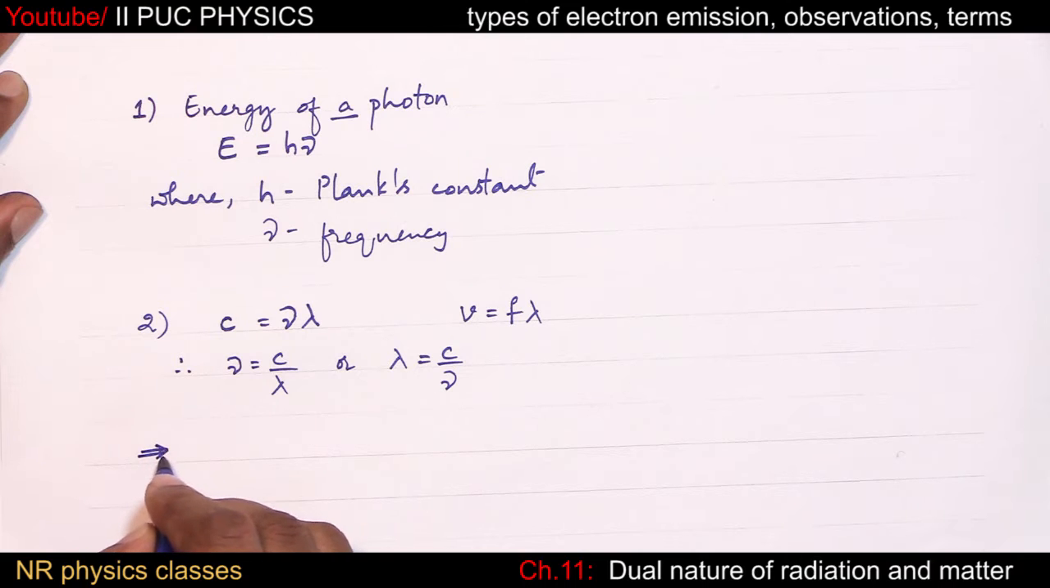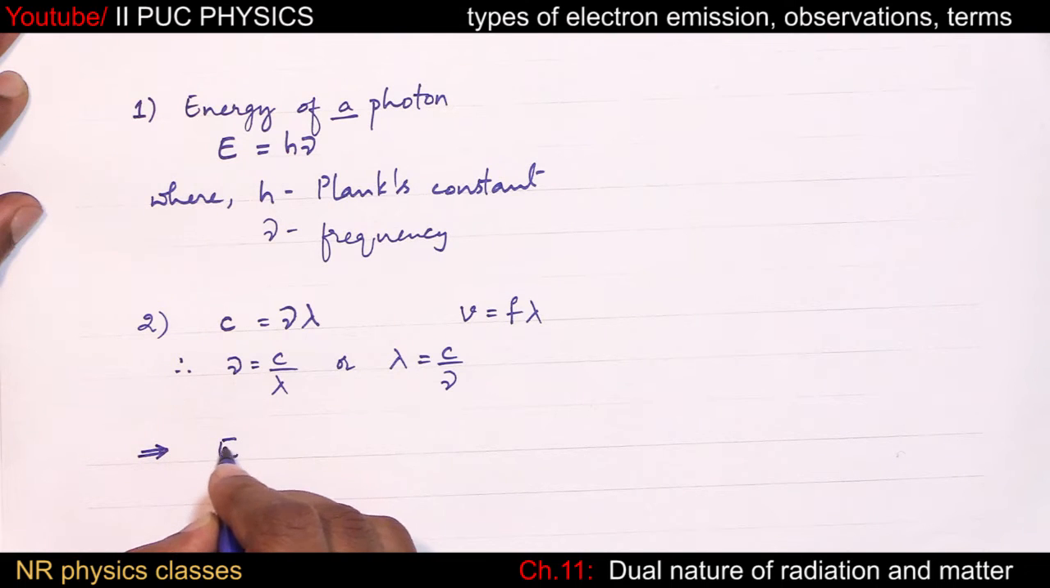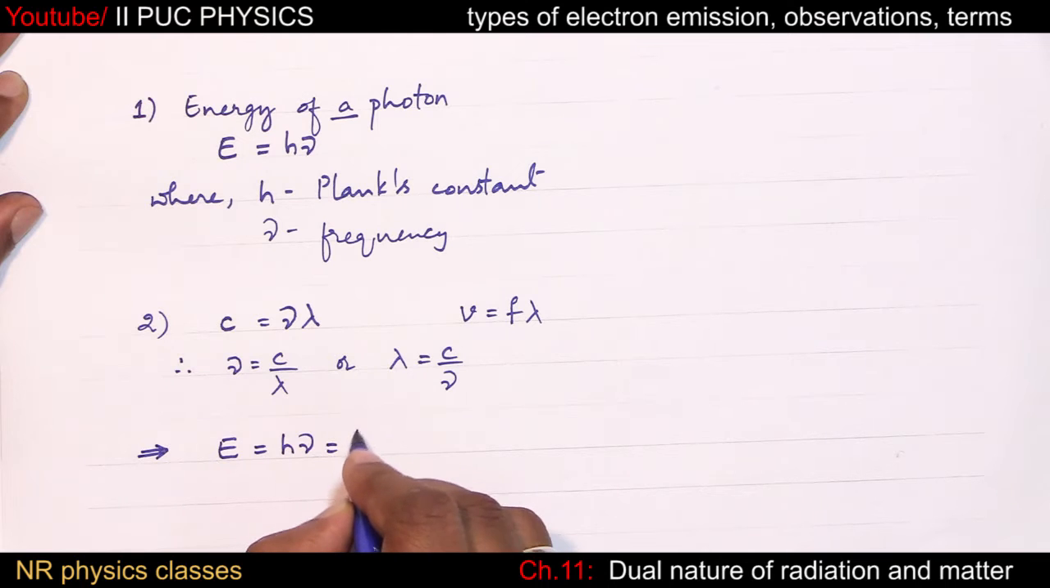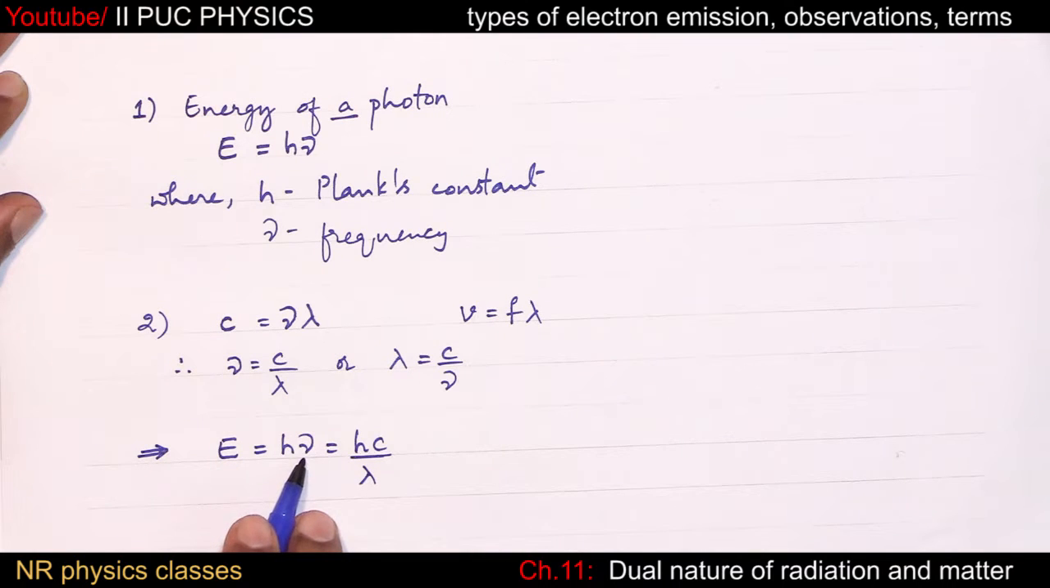This implies that energy of a photon is given by hc by lambda. Energy in terms of frequency, energy in terms of wavelength.